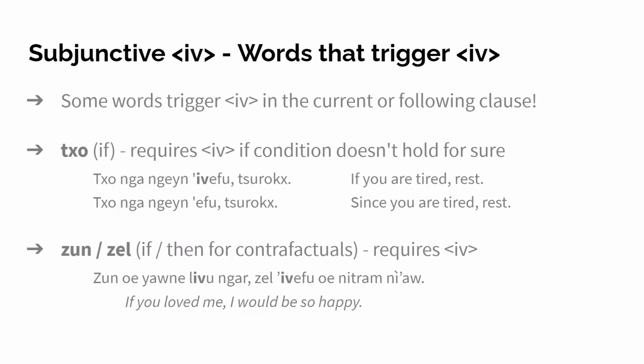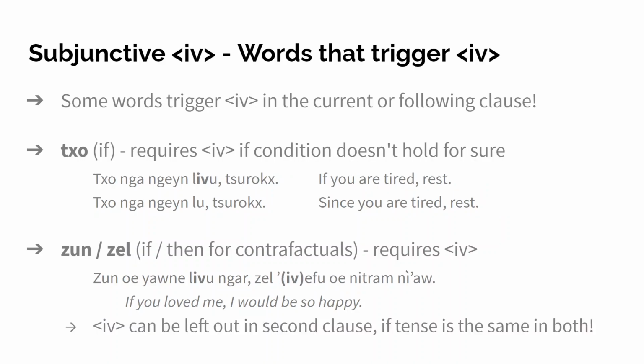One example, soon o jaune di vungar, if you loved me, if you would love me, but you don't. Sel I vef o oi nitram ne au, then I would be so happy, but I am not. Note that in some cases the if here is optional, namely if the tense, so the time, is the same in both clauses. So in this case, both of these clauses are in the present tense. Yeah, if you would love me right now, then I right now would be so happy. Therefore, I can leave out the if in the second clause. So I could also say, soon oi jaune di vungar, sel efu oi nitram ne au.